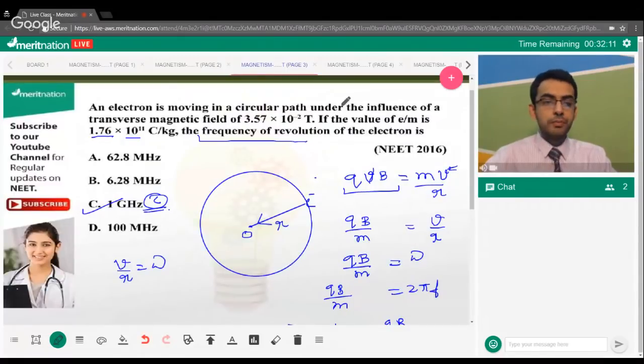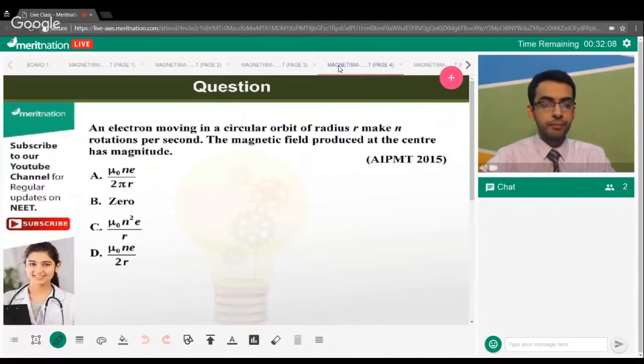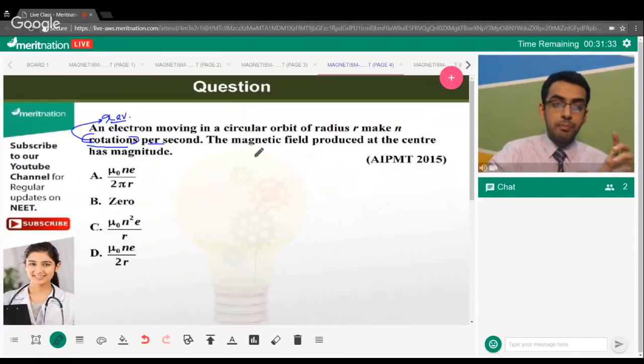So let's move to the next question. The question is, an electron moving in a circular orbit of radius small r makes n rotations. It should be revolutions. Actually, in the question paper also rotation was given, but it should be revolution, per second. The magnetic field produced at the center has the magnitude. So we have to find the magnetic field produced by the motion of the electron.